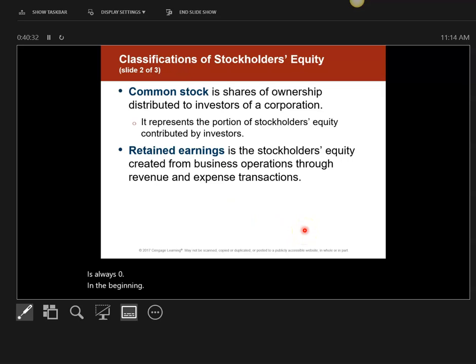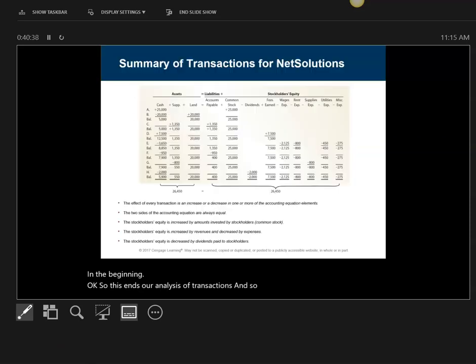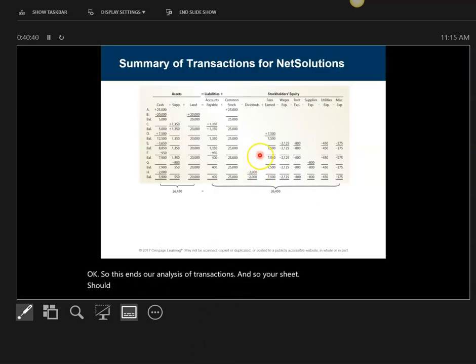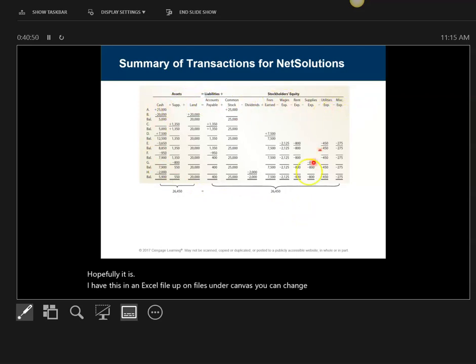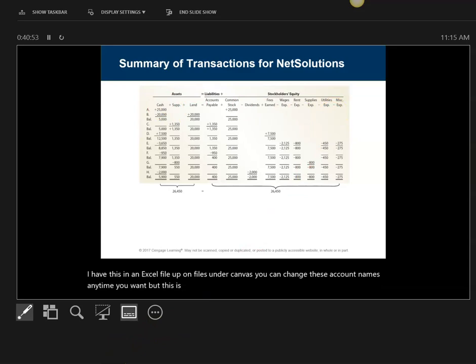Okay, so this ends our analysis of transactions, and so your sheet should be looking like this right now. Hopefully it is. I have this in an Excel file up on Files under Canvas. You can change these account names anytime you want, but this is what the homework's going to look like when you start it. Everything I lecture is exactly like what the homework's going to be.